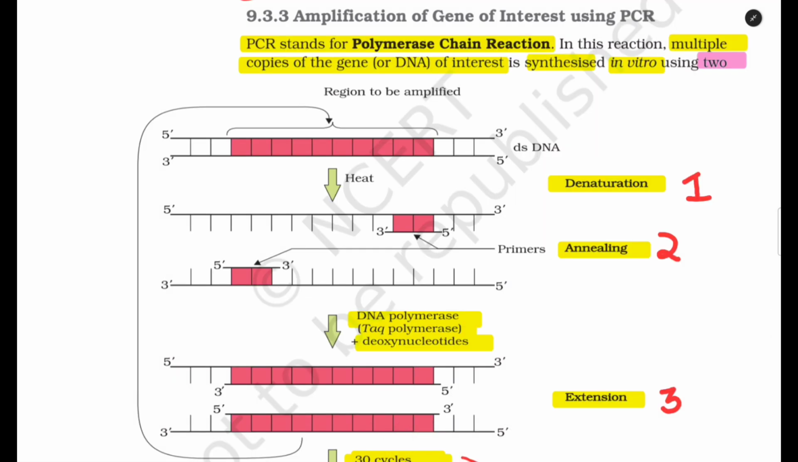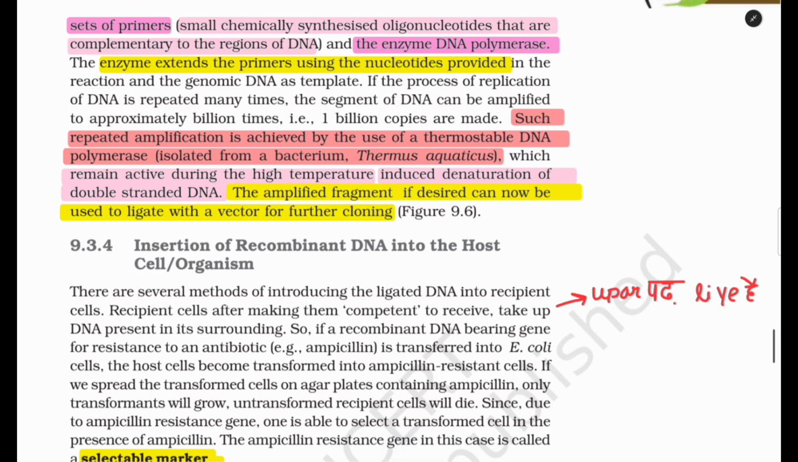9.3.3 Amplification of gene of interest using PCR. PCR stands for polymerase chain reaction. In this reaction, multiple copies of the gene or DNA of interest are synthesized in vitro using two sets of primers. Primers are basically small chemically synthesized oligonucleotides that are complementary to the regions of DNA, and the enzyme DNA polymerase. The enzyme extends the primers using the nucleotides provided in the reaction and the genomic DNA as template.